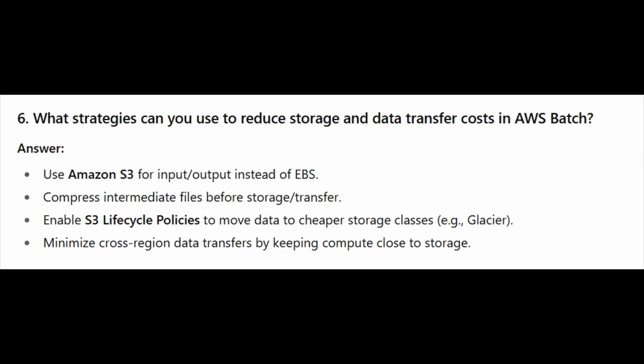6. What strategies can you use to reduce storage and data transfer costs in AWS Batch? Answer. Use Amazon S3 for input-output instead of EBS. Compress intermediate files before storage/transfer. Enable S3 lifecycle policies to move data to cheaper storage classes, e.g., Glacier. Minimize cross-region data transfers by keeping compute close to storage.